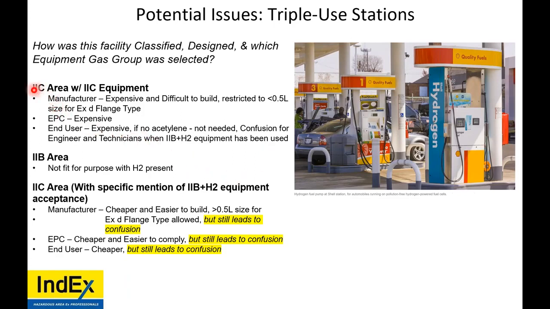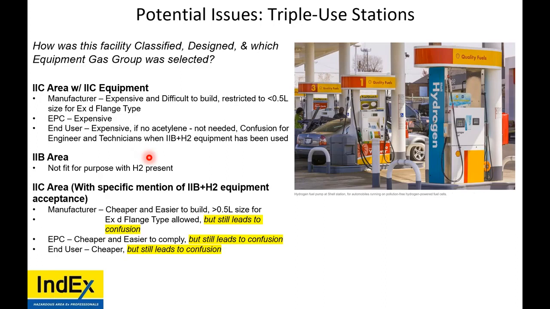Now, if this was defined a 2C area with 2C equipment, the manufacturer is looking at an expensive and difficult to build item restricted to less than 0.5 liters for a EXD type, flange type enclosure. For the installers, once again, it's more expensive. 2C equipment costs a lot more. You have to be a lot more careful. There's a lot more difficult tolerances. Now, the end user, obviously, it's expensive.